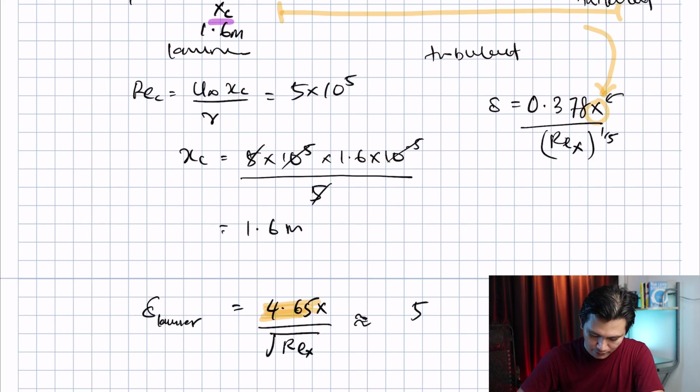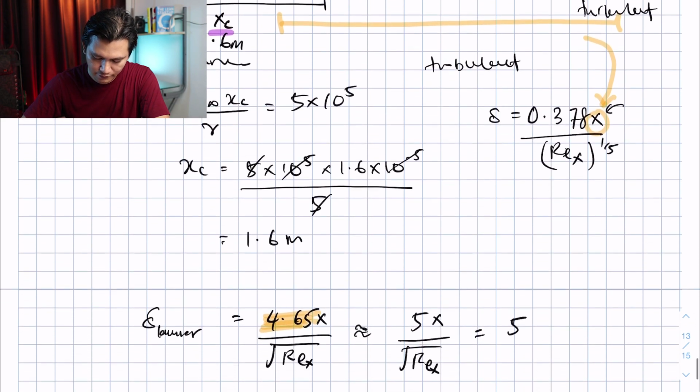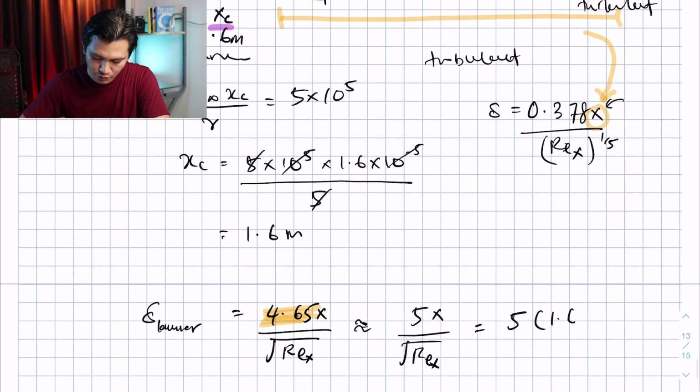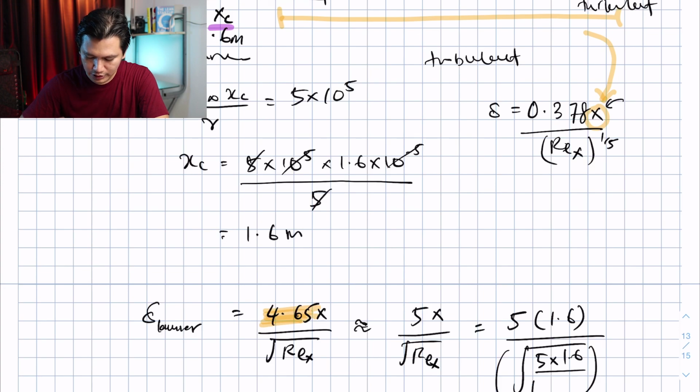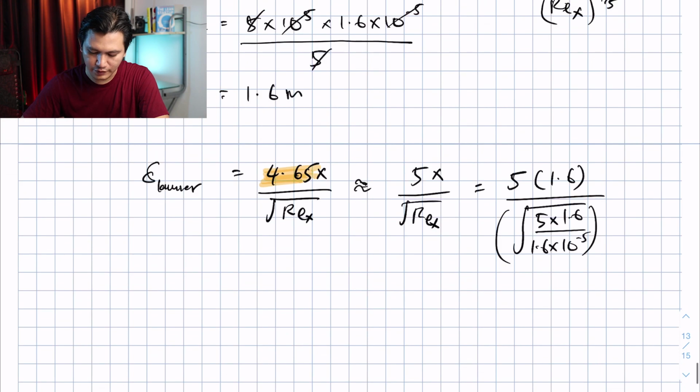Okay, so now let's do here. So 5x divided by square root of Rex. That will be 5 times x, our x is 1.6, divided by square root of Rex, which is U infinity times x, that is 5 times 1.6, divided by 1.6 times 10 to the power of minus 5. And for this, you will find the value of del.